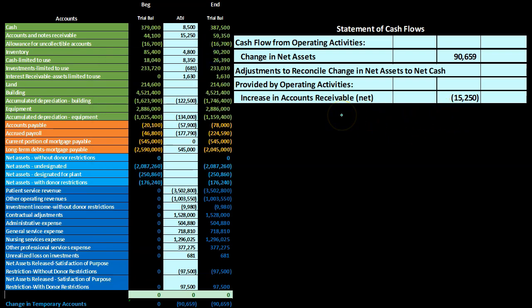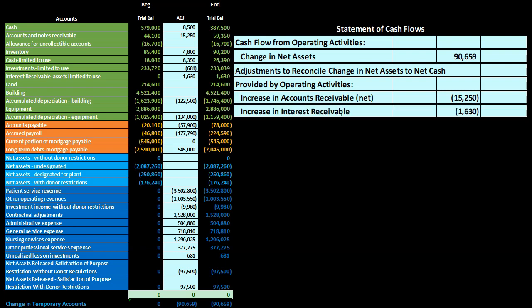Note that if there's an increase in the receivable, that means we're going to be decreasing it from the cash flow from operating activities. That's going to be the general rule. You can think through that more if you would like to as to why that would be the case, or you could take a look at our course on the statement of cash flows to explain that in more depth, in more detail. Then we have the increase in the interest receivable.